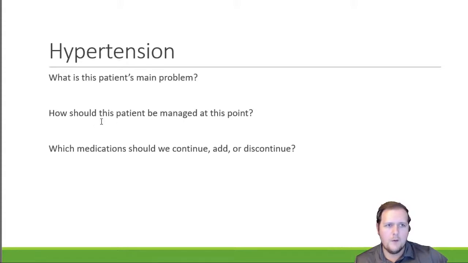Currently, what is he on for his blood pressure? Well, he's on triamterene hydrochlorothiazide, he's on a beta blocker, and that doxazosin is contributing to the blood pressure lowering effects. But again, they're not necessarily using it just for that, using it for the BPH mainly. So how should we manage this patient at this point? What meds should we add, continue, or discontinue?